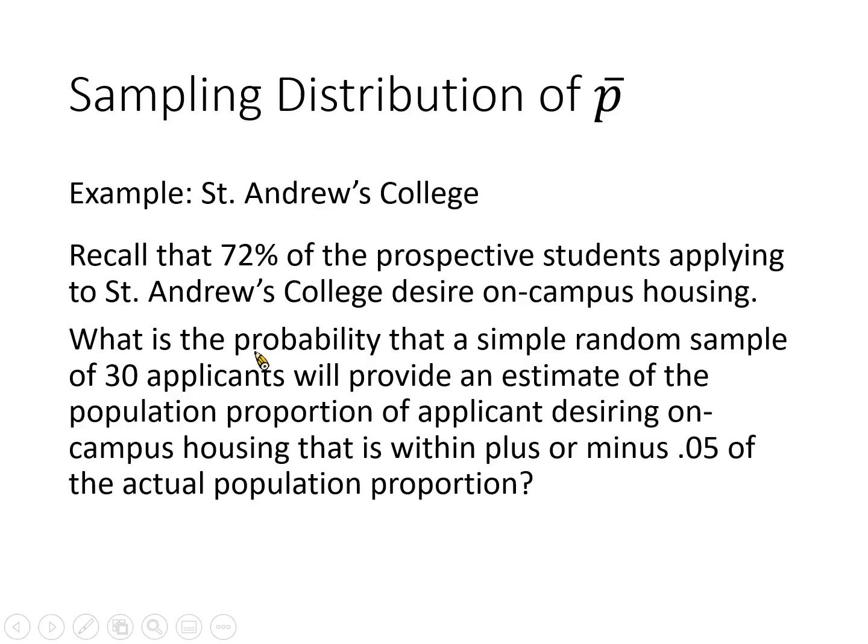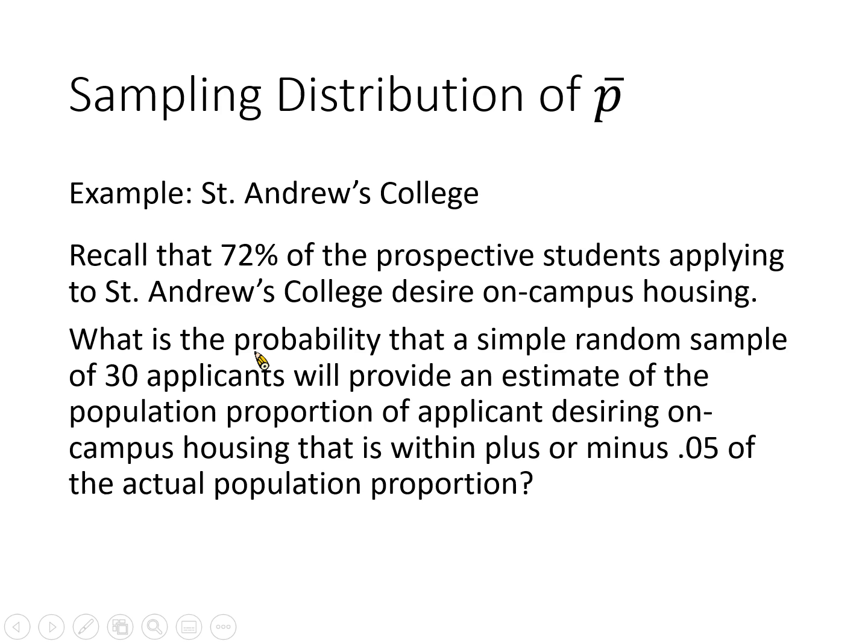Now let's use an example question to learn how to use the sampling distribution of p-bar to calculate results for the population. Let's use the example from St. Andrews College, which found that 72% of prospective students applying to St. Andrews College desire on-campus housing.